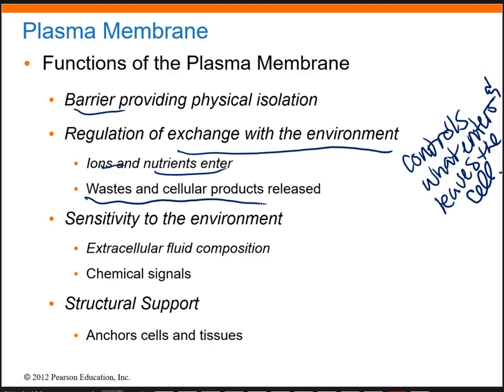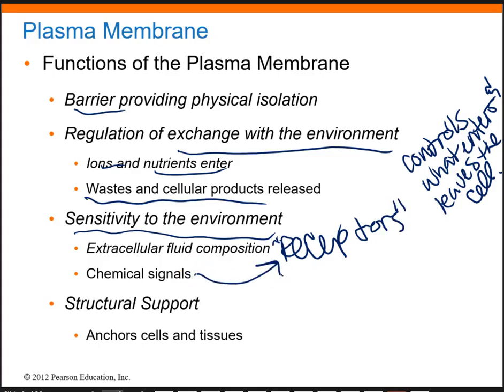So the plasma membrane provides protection and isolation, but it also allows the cell to control what gets in and what gets out. The plasma membrane provides sensitivity to the environment, so the cell knows what's going on around it and it can receive messages from other cells. There are little receptors present on the plasma membrane, and these receptors receive chemical signals. So chemical signals bind to the receptors and they give that cell information.